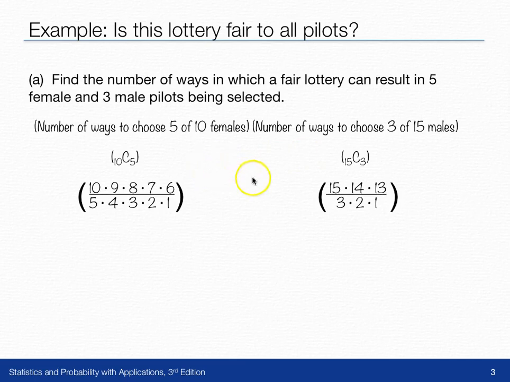These calculations are how we calculate these two things. 10 times 9 times 8 times 7 times 6 over 5 times 4 times 3 times 2 times 1. When you do the calculation here, you'll get a number. You'll get a different number here. 252 is the result for 10 choose 5. 15 choose 3, the result is 455. We're going to multiply those two numbers together and get 114,660 different ways in which you could get 5 female and 3 male pilots being selected from this group.